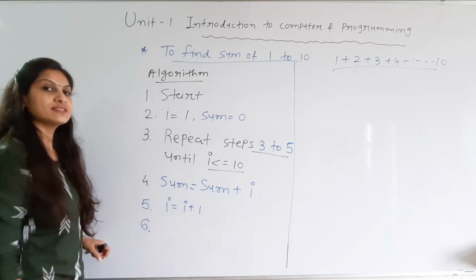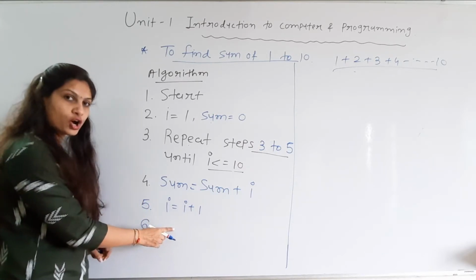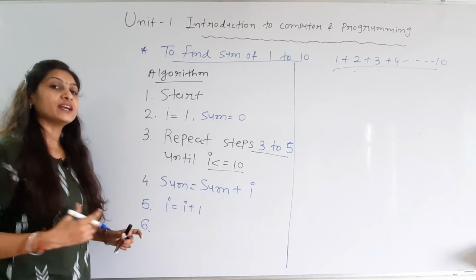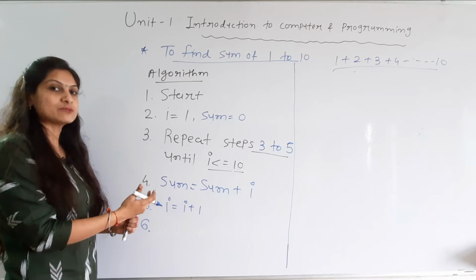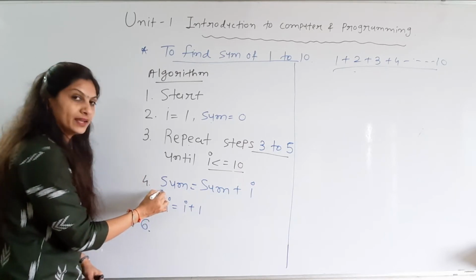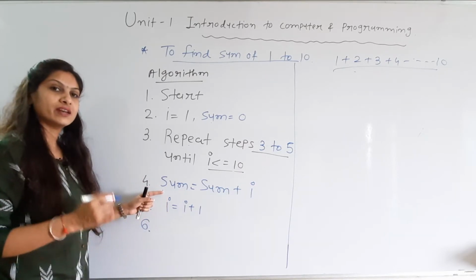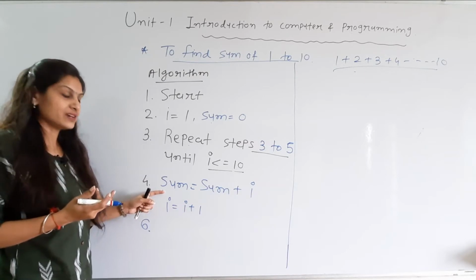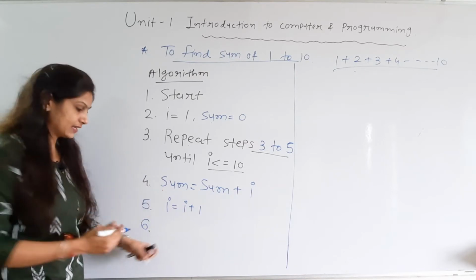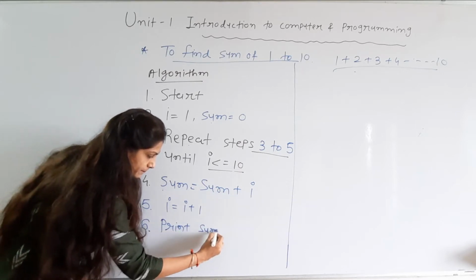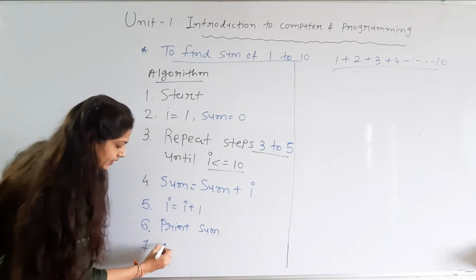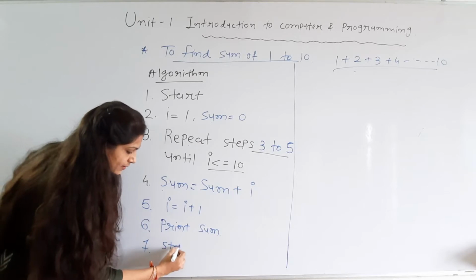So here in the sixth step, instead of stop, now we have to change, that is, we have to print. In the previous display 1 to 10 problem we were printing I, but here our formula is there, so we have to print our answer, and that is in the 6th step, print sum. And after printing the output, the last step is stop.